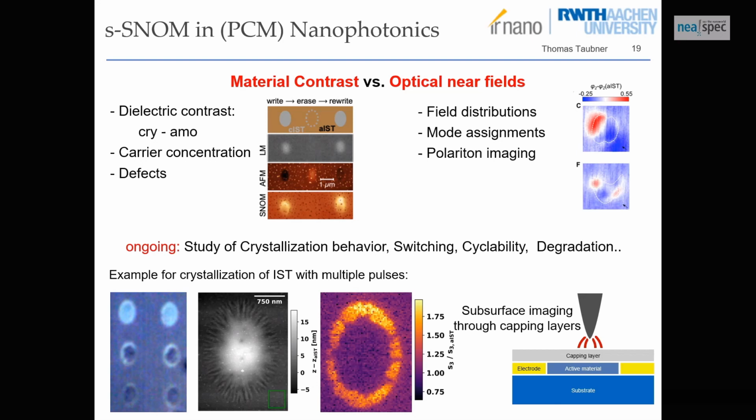And currently we have ongoing studies, for example, to study the crystallization behavior of certain materials. So for example, to look for nuclei in such a structure here, in such an IST ring. And this is the corresponding amplitude image, and it shows impressively that we can really learn something from the SNOM image about the crystallization behavior of these materials, since this was not shot with a crystalline amorphizing pulse, but two crystalline pulses with different power.